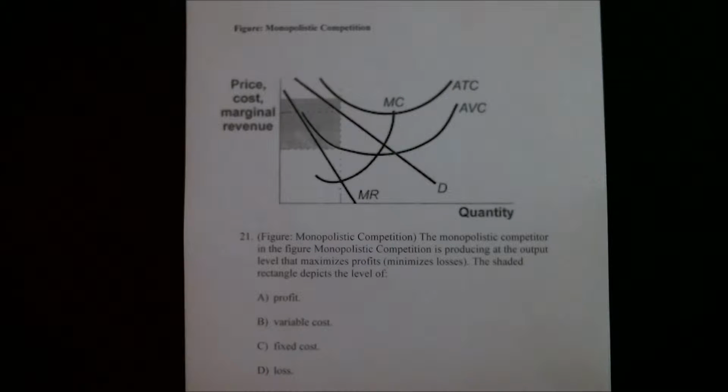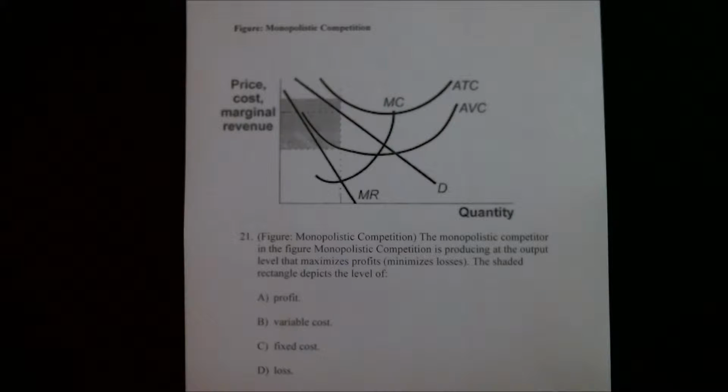Okay, so today we're going to be going over another monopolistic competition problem. This problem gives us a graph and then gives us a shaded region, and it's going to ask us a question that's going to require us to identify that region. So this question says, the monopolistic competitor in the figure is producing at the output level that maximizes profits, which is the same thing as minimizing its losses.